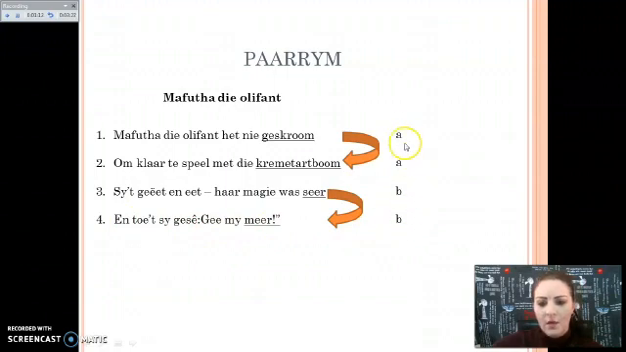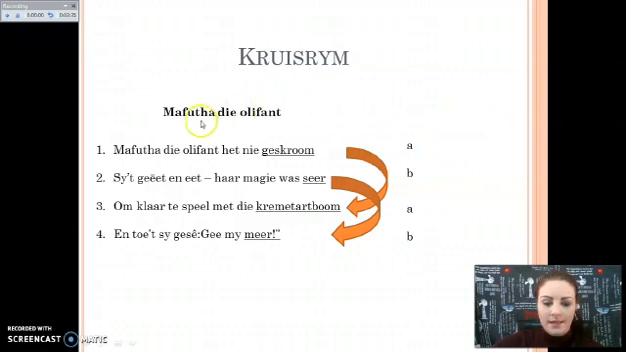Now, can you see 1, 2? Hulle is a party, they are a couple. 1, 2, they are the same couple, so paarrym. Now, let's move on to kruisrym.